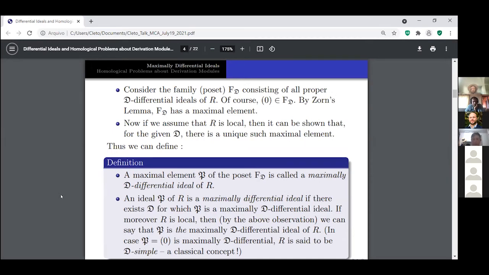And then you say that this P, like a Gothic P, stands for maximally differential ideals. So you say that P is a maximally differential ideal simply if it is the maximally D-differential ideal for some subset D of the derivation module, okay? These are standard notions. If R is local, then as remarked above, you can say that P is the maximally D-differential ideal for a given D, okay? There is uniqueness. And just for completeness, in case P is 0, if the maximally D-differential ideal of R is the zero ideal, then you say that R is D-simple, which is a classical object, highly investigated. So in this sense, this concept generalizes it, because you don't want P to be necessarily 0.